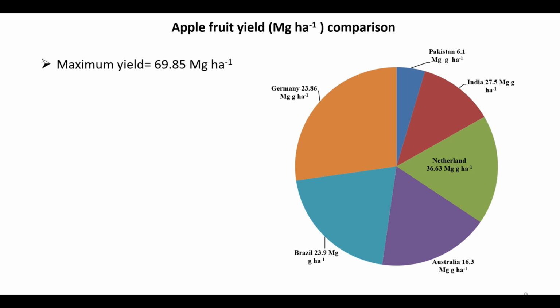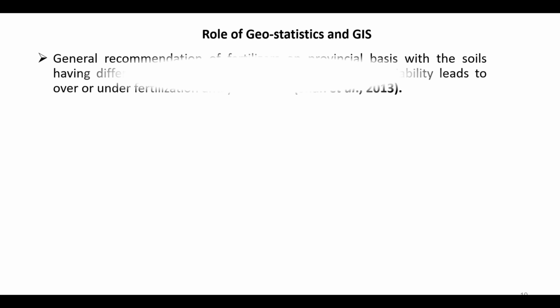Maximum yield obtained in an apple producing country, that is Slovenia, is 69.85 tons per hectare. And if we compare it with the Pakistani average yield, there is a gap of 62 megagram per hectare. Pakistan ranks 35th in apple production with this lower average yield.